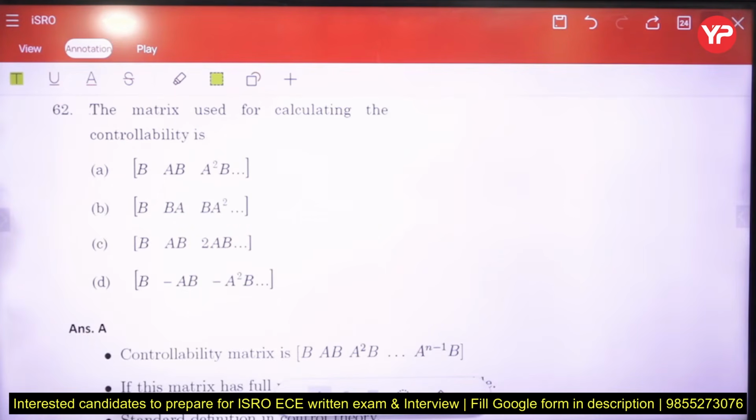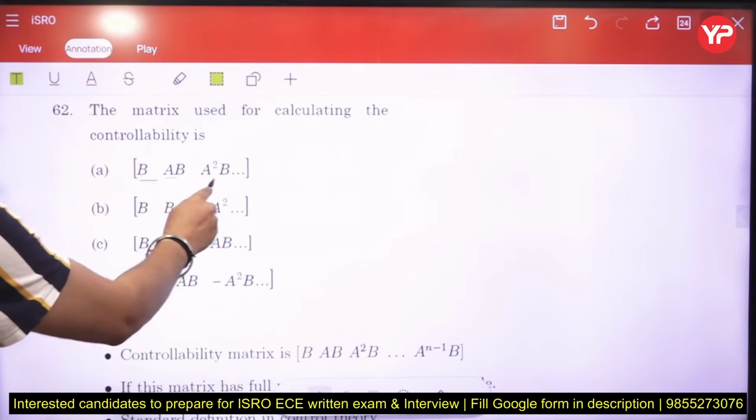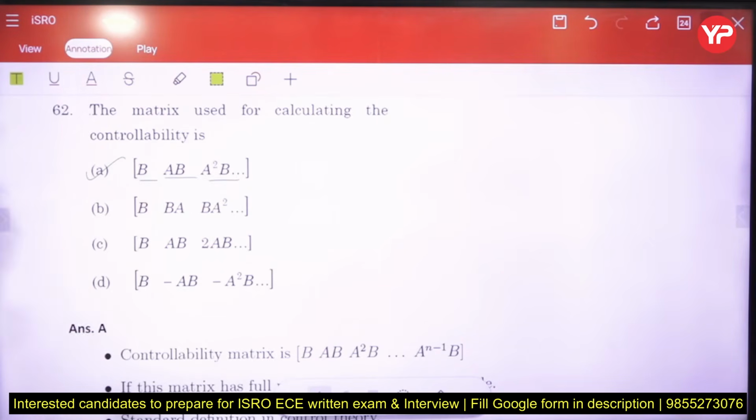This is directly the condition he is asking about: controllability. When we are talking about controllability, it will depend on A and B. That will be B, AB, A square B. So the answer will be A here.